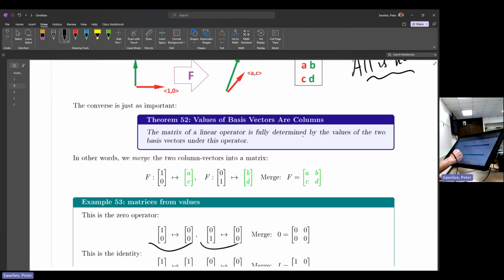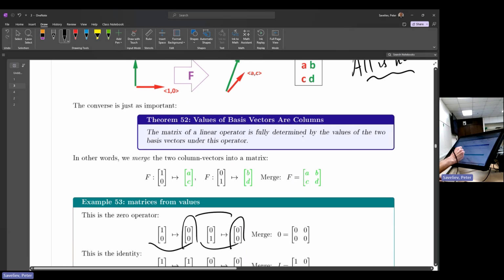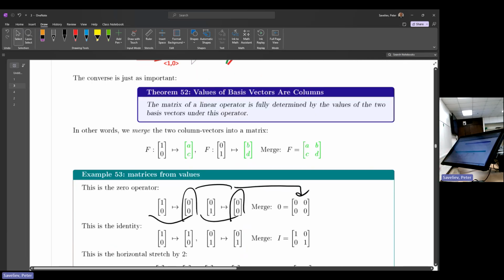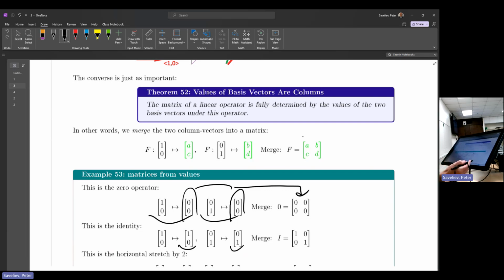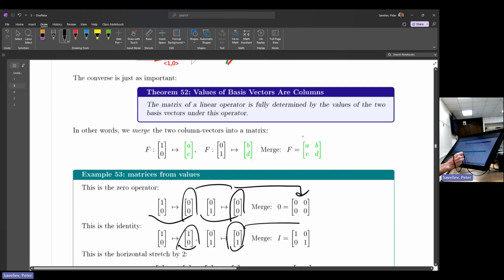So you take these two columns right here and then combine them together into one matrix, and that's it. Okay, so the identity, which means that 1, 0 goes to 1, 0, and 0, 1 goes to 0, 1. And so once again, take these two columns, and they're combined together, producing the matrix.